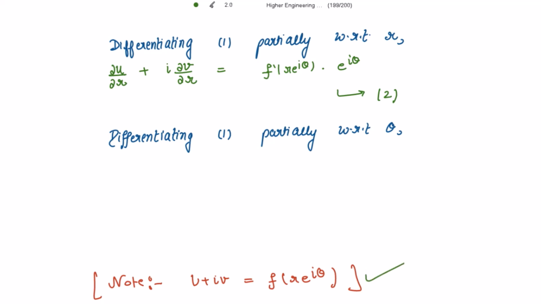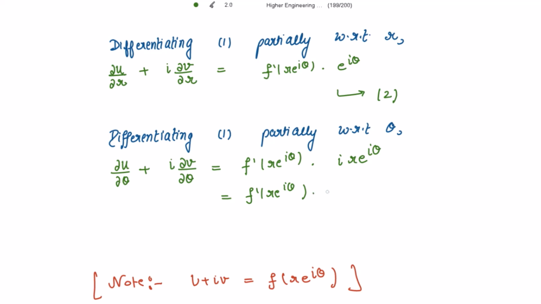And now differentiating this partially with respect to theta, we get partial derivative of u with respect to theta plus iota partial derivative of v with respect to theta is equal to f dash r e to the power iota theta, and differentiating this with respect to theta, we get iota into r e to the power iota theta. So that is f dash r e to the power iota theta, and taking e to the power iota theta with this and writing here iota into r.